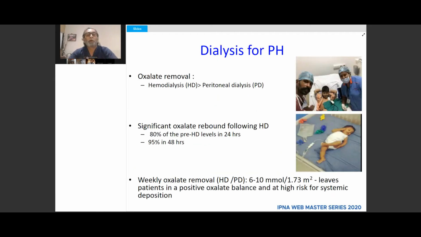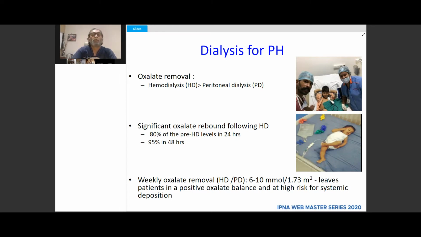So hemodialysis is always better than peritoneal dialysis in terms of oxalate clearance, but whatever the modality of dialysis, whether hemodialysis, peritoneal dialysis, intensive hemodialysis, or combined hemodialysis and peritoneal dialysis, the sequestration of oxalate into the tissues is much more, and most of it is going to rebound at the end of a dialysis session. It was 80% of the pre-dialysis levels at 24 hours and 95% at 48 hours.